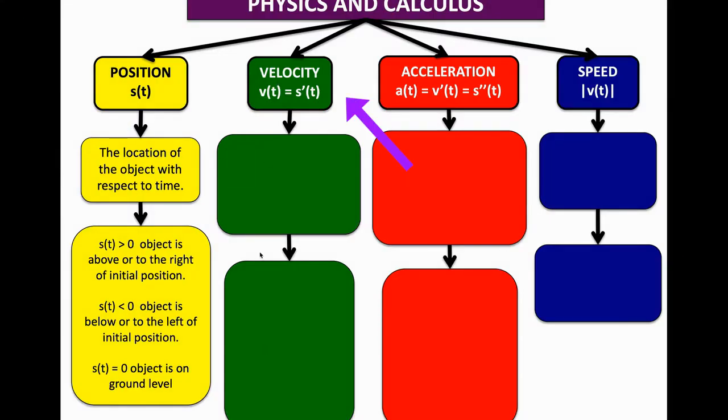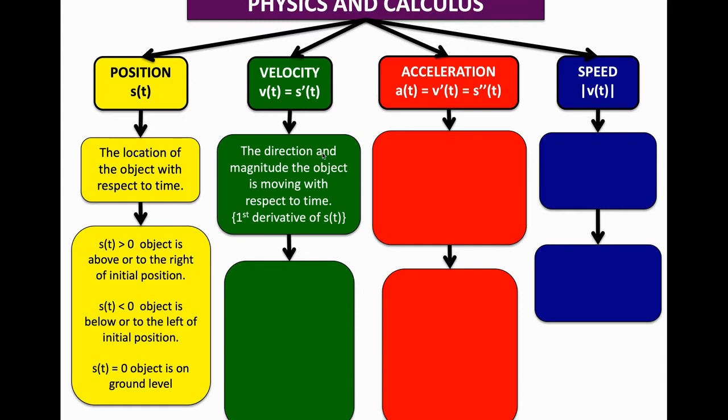Green branch, velocity. Velocity, if you notice, is just the derivative of your position function. So velocity gives you the direction and magnitude of an object that is moving with respect to time. So direction and magnitude is a vector.